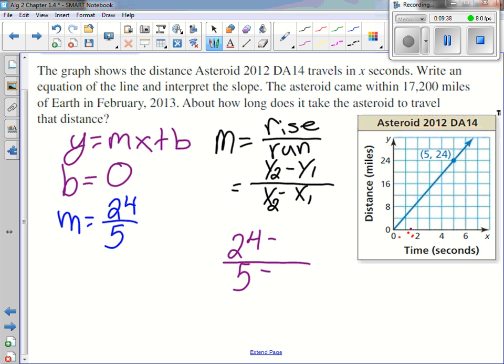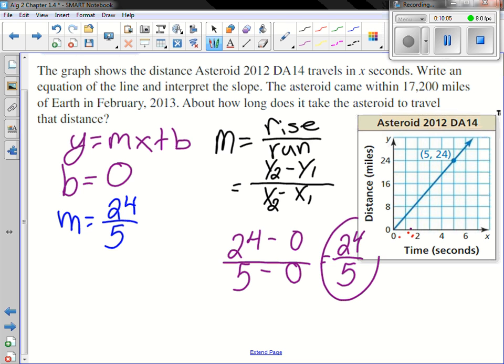Now where's another point on this graph that we know for sure? There's only one that I can see. 0, 0. 0, 0 would be the other point. And for this problem here, it doesn't really show us much. Because what's 24 minus 0? What is 5 minus 0? It gives us the same thing.